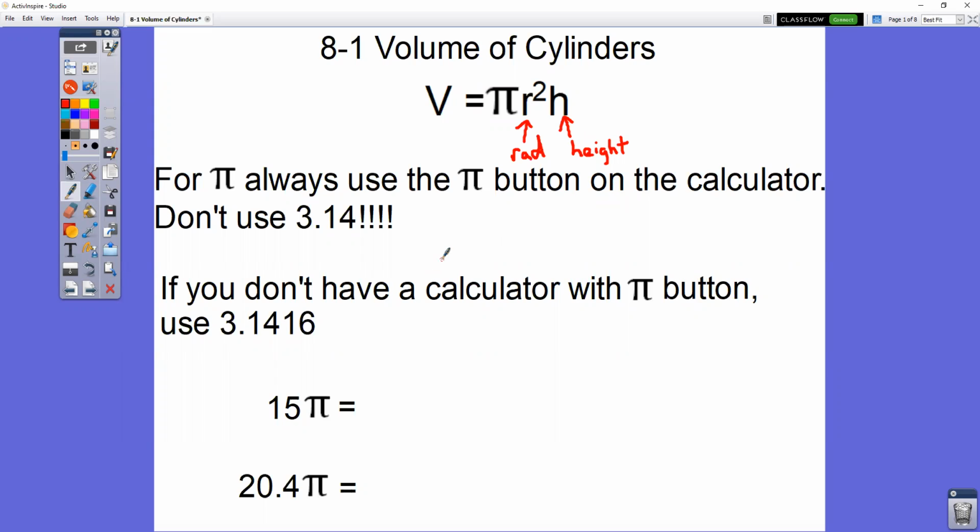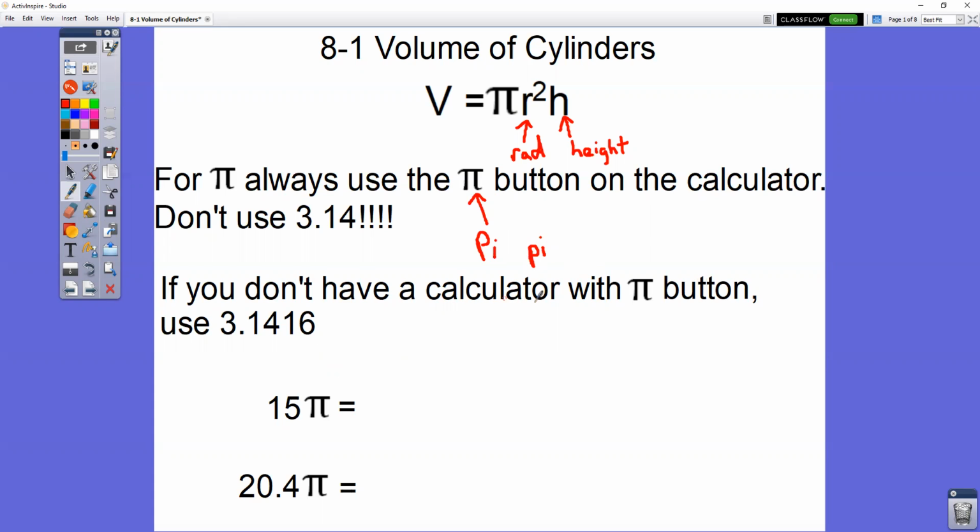Now, you might not also see a pi symbol. Instead of a pi button, you might just see the letters PI. It might be a capital P and a lowercase I, or a lowercase p and a lowercase I. But that might be your pi symbol on your calculator. Every calculator is a little bit different.